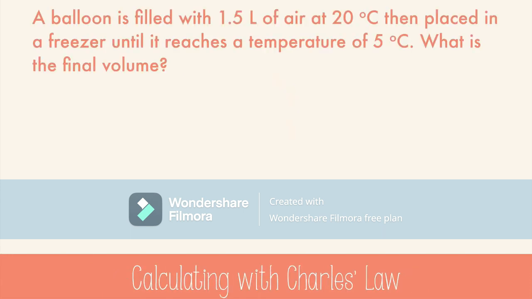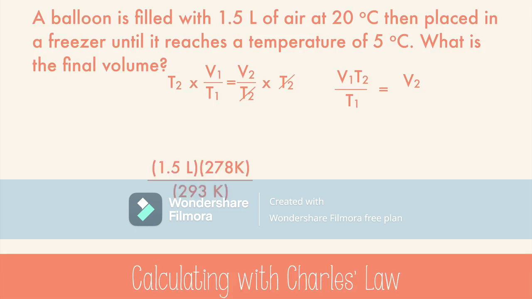Here's a problem. A balloon is filled with 1.5 liters of air at 20 degrees Celsius, then placed in a freezer until it reaches a temperature of 5 degrees Celsius. What is the final volume? Well, let's rearrange Charles's law to find V2. Then we can plug in our data, after we convert Celsius to Kelvin, of course, and you get 1.4 liters, which makes sense because volume and temperature are directly related.